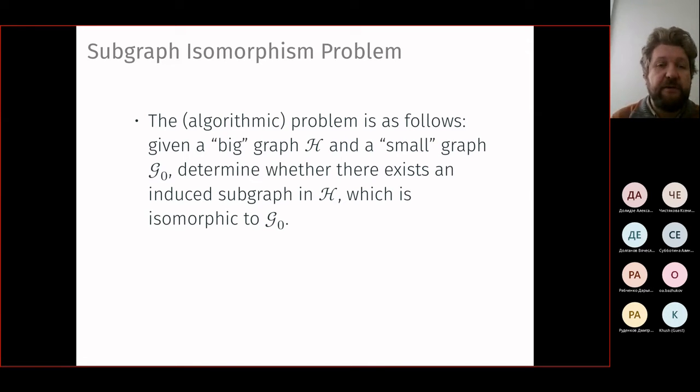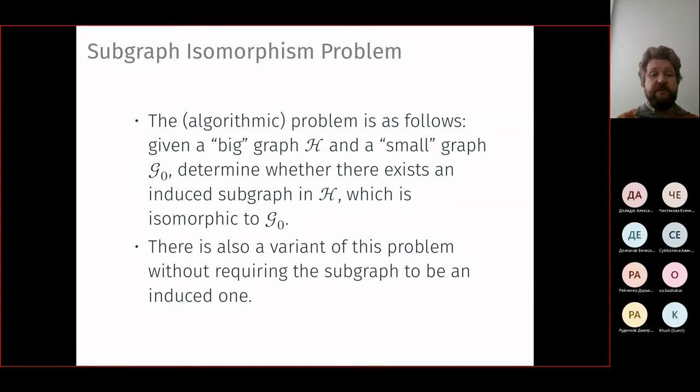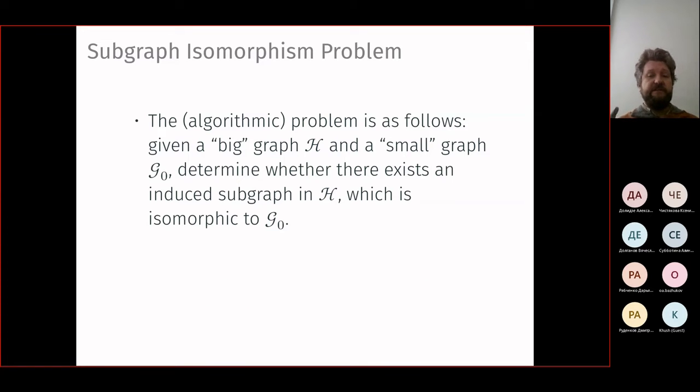So there is an algorithmic problem as follows: given a big graph H and a small graph G0, determine whether there exists an induced subgraph in H which is isomorphic to G0. This is an important problem because it is a variant of pattern matching. You see a big graph, a big structure, and you want to find out whether this structure includes a specific small substructure. So for example, you could ask whether there is a triangle inside the graph. It's the standard algorithmic question.